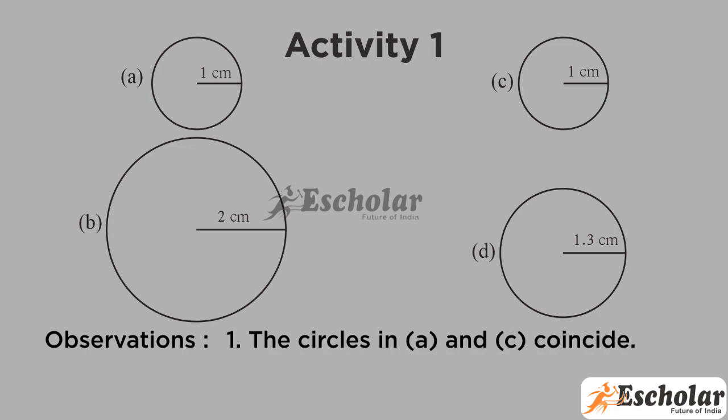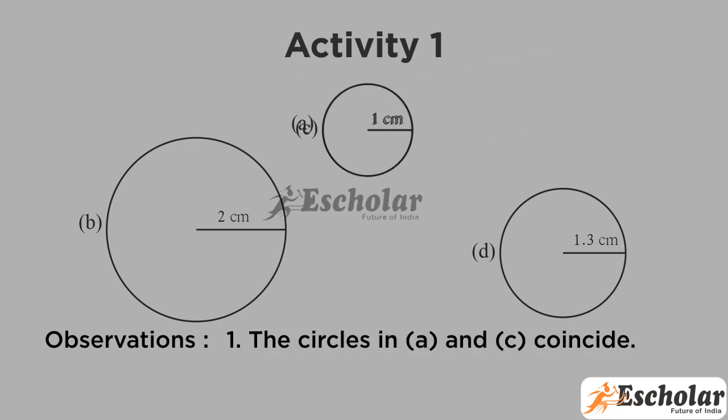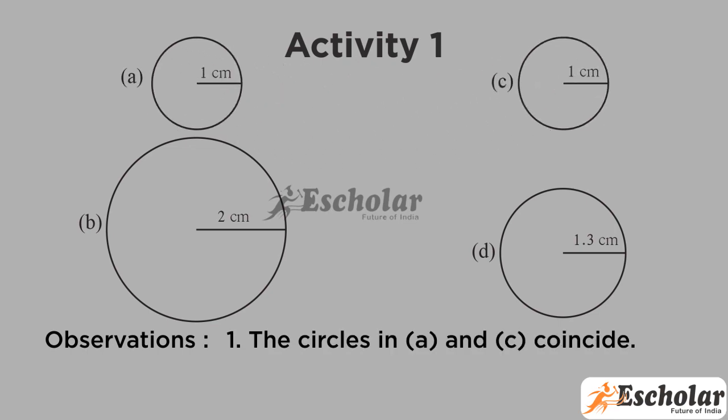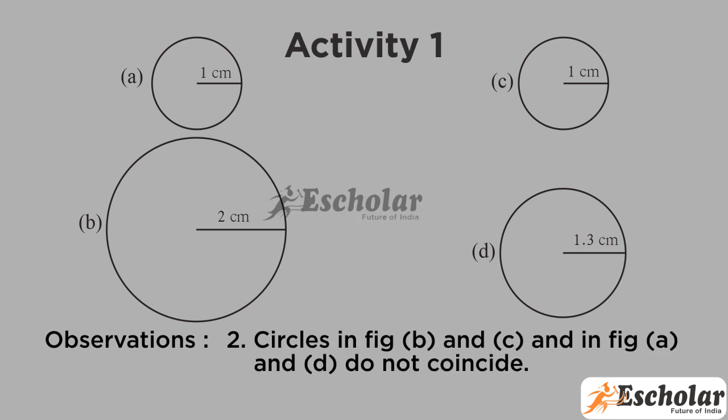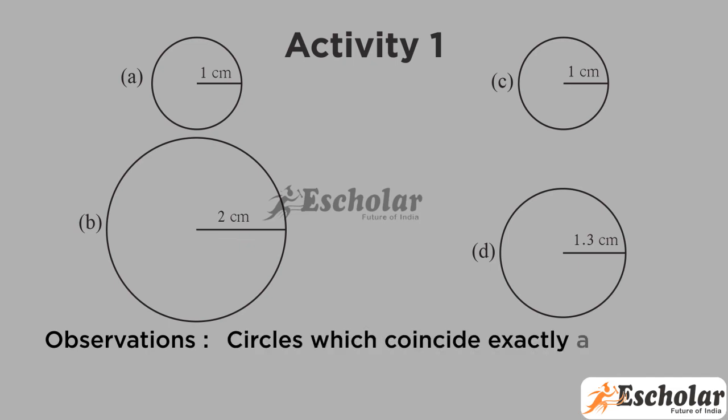Observations. First, the circles in A and C coincide. Second, circles in figure B and C and in figure A and D do not coincide. Are there other pairs like this? Circles which coincide exactly are said to be congruent circles.